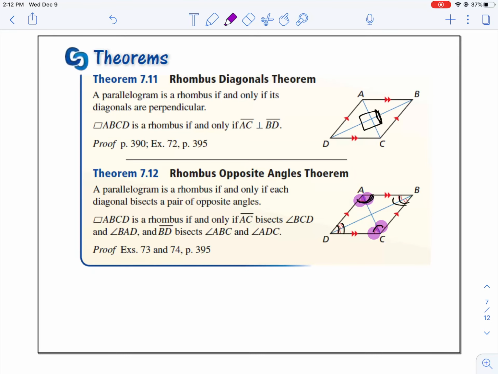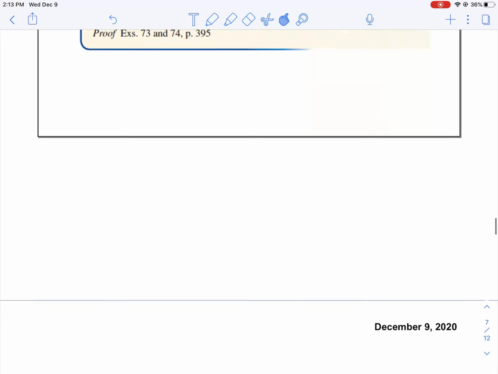So this one and this one and this one and this one, those are all congruent. This one, this one, this one, and this one are all congruent. So diagonals are perpendicular, so they make 4 90-degree angles. And also our diagonals bisect opposite angles. So we create 4 angles that are congruent on the opposites. Interesting.